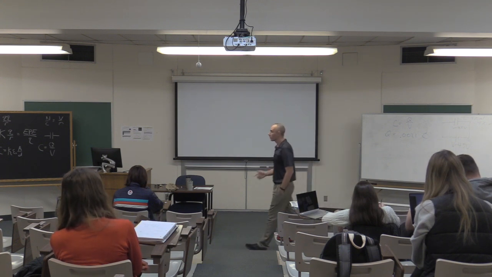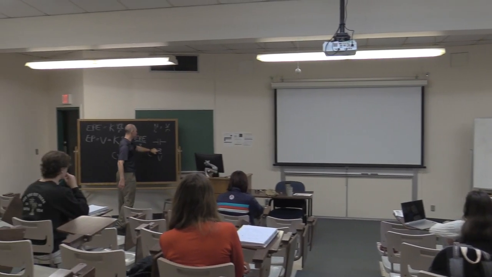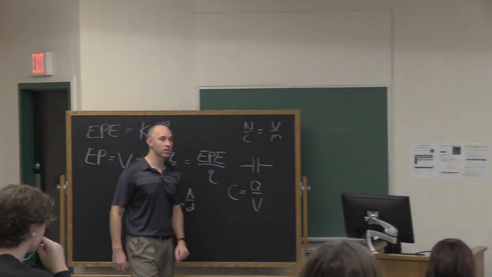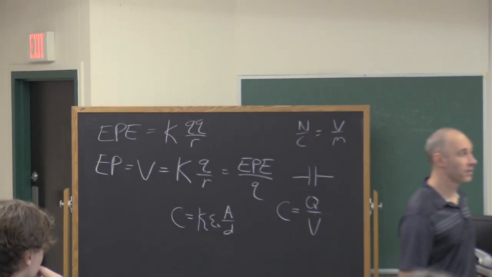The definition of what capacitance is, I kind of skipped over this. C is equal to Q over V, where Q is the charge on the plates, and V is the voltage difference across the two plates.